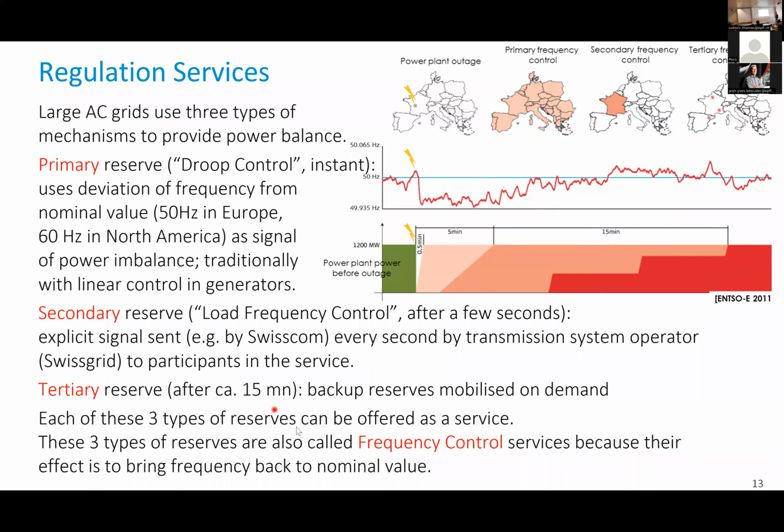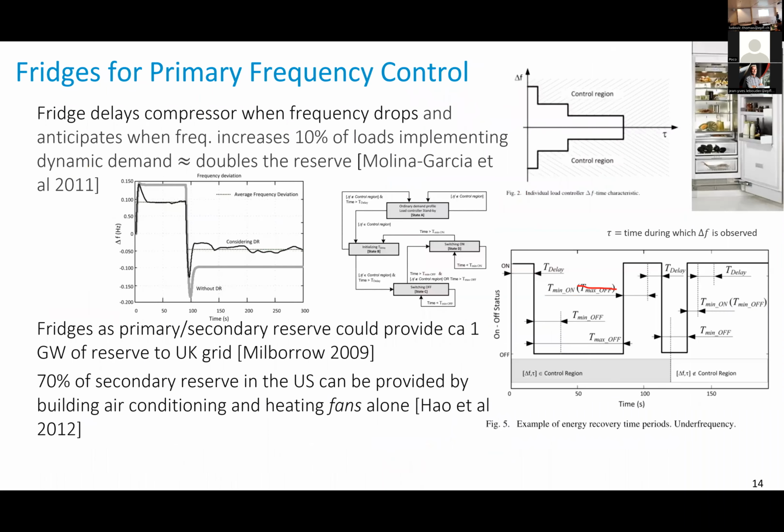So these three types of reserves are called frequency control because the frequency is the symptom of power imbalance, but in reality they should be called power balance reserves. Now, people have anticipated that the grid of the future, the one that we start to see now and that you will work with, will have more and more needs for reserves. So people have started to try to activate demand response for providing a reserve, and we'll see a few examples of that.